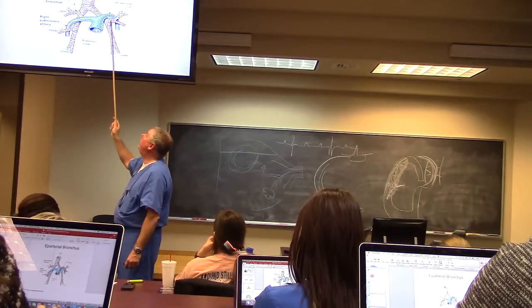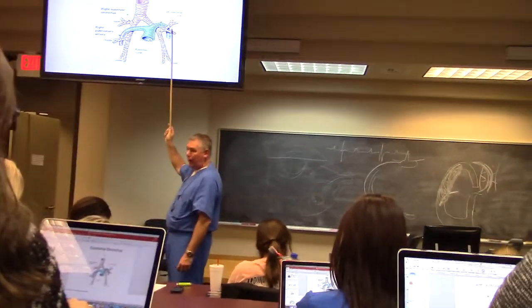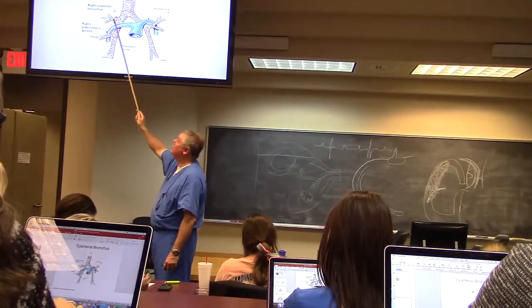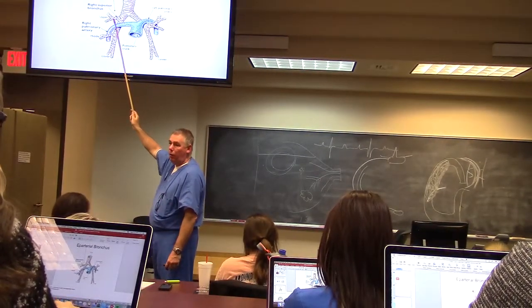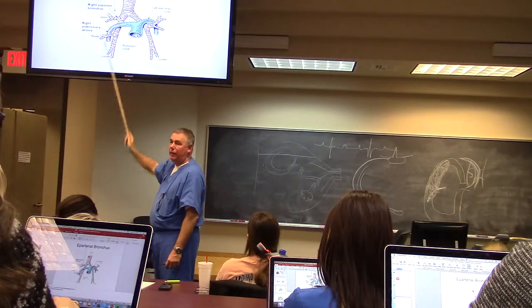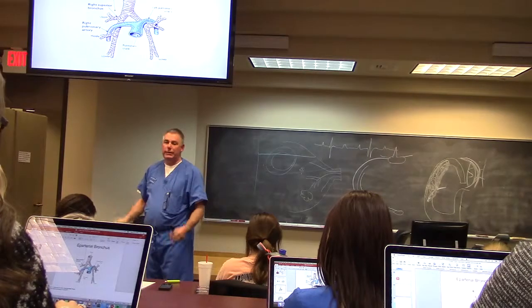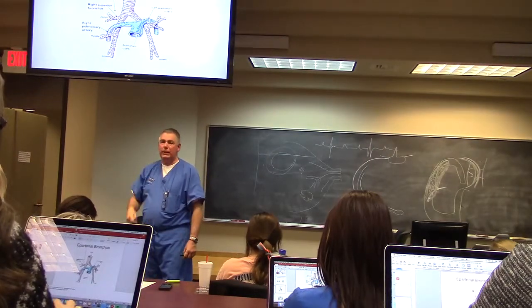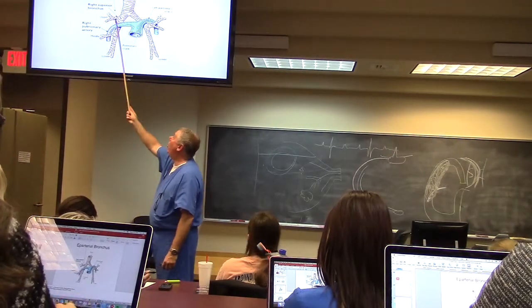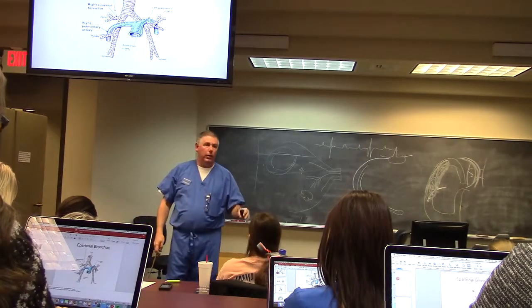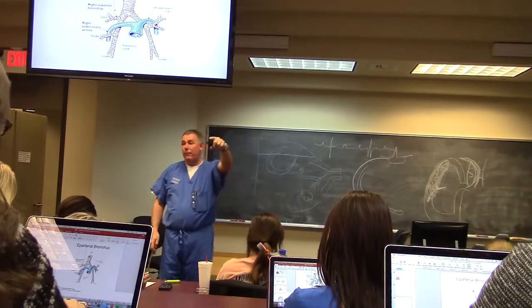All of the lobar bronchi are below the pulmonary artery, except the bronchus going into the right superior lobe. That's called the eparterial bronchus. You can actually see it on a lateral chest x-ray. The eparterial bronchus. That's the only lobar bronchus that's above the pulmonary artery.